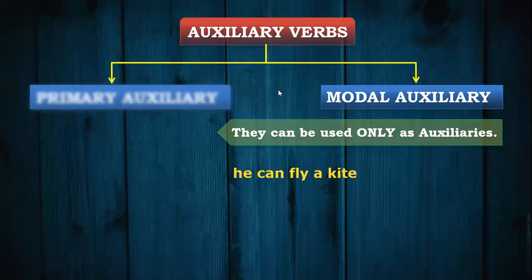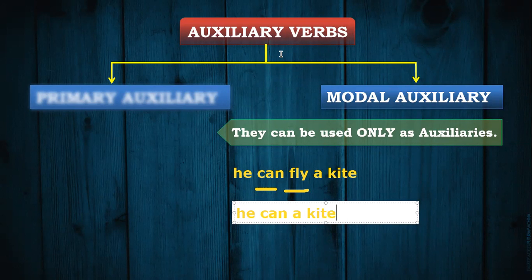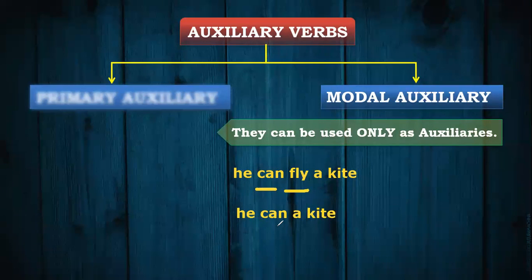If I say he can fly a kite, here I have taken the help of one of the modal auxiliaries, that is can, and it is helping the main verb fly. What if I write it, he can a kite? If we write this way, do you think this makes any sense to the sentence? No, absolutely not. So can we use a modal auxiliary as the only verb in the sentence? As a main verb? No.